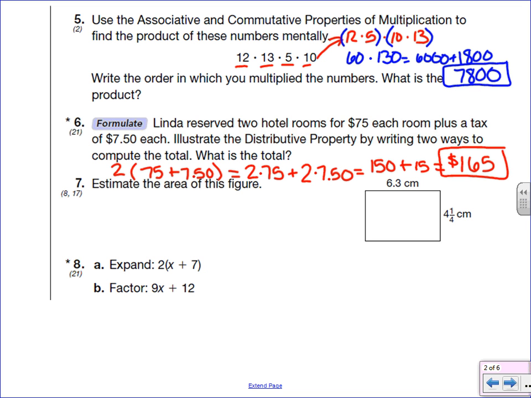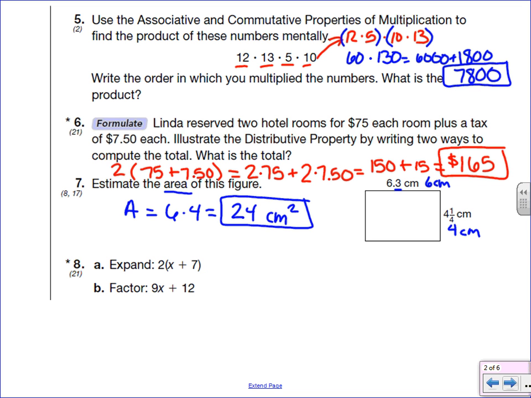Estimate the area of this figure. Estimate means that we're going to round. So we're going to call this one 6 centimeters and this one 4 centimeters because 0.3 is less than half and 1/4 is less than half, so they stay at the number they were at. And if I'm talking about area, area is length times width. So 6 times 4 is 24, and then you take the units squared, so centimeters squared.